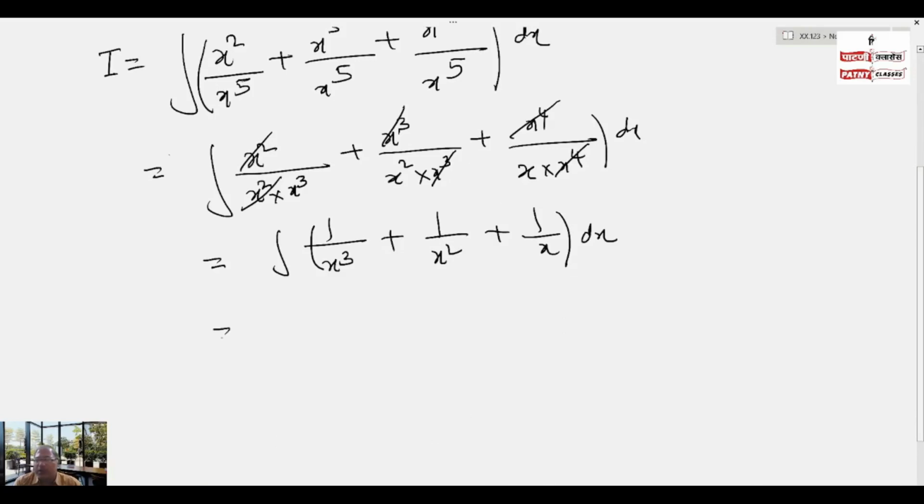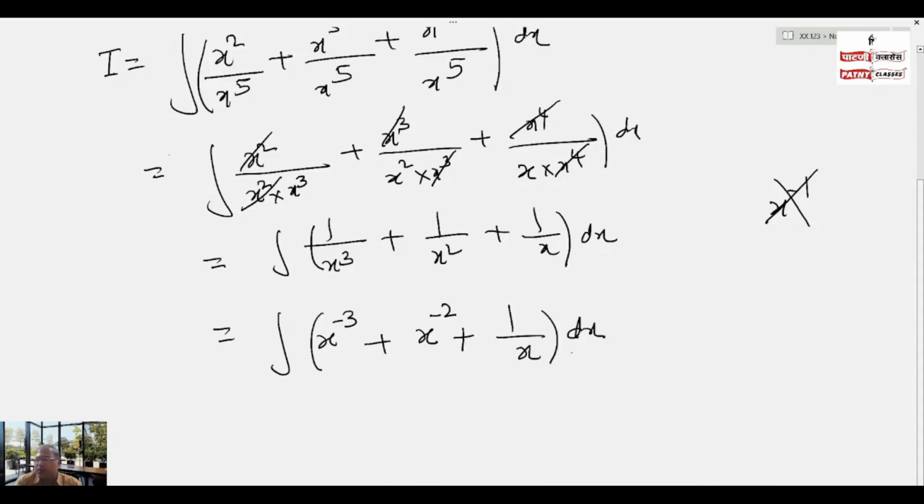Now what we can do here, 1 upon x cube can be written as x raised to minus 3, and 1 upon x square can be written as x raised to minus 2, but 1 upon x cannot be written as x raised to minus 1. We can keep it as it is. I just told you in the previous problem, integration of 1 upon x is nothing but log of modulus x.